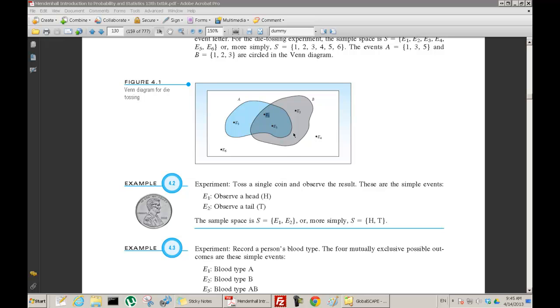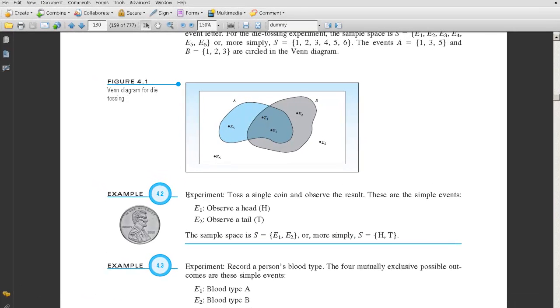Okay, so in the last video we looked at this picture, and we saw that these two events were not mutually exclusive. Let's talk about a different experiment. Toss a single coin and observe the result. If you toss a single coin, we ask, what are the simple events? What are the things that can happen? You can get heads, or you can get tails.